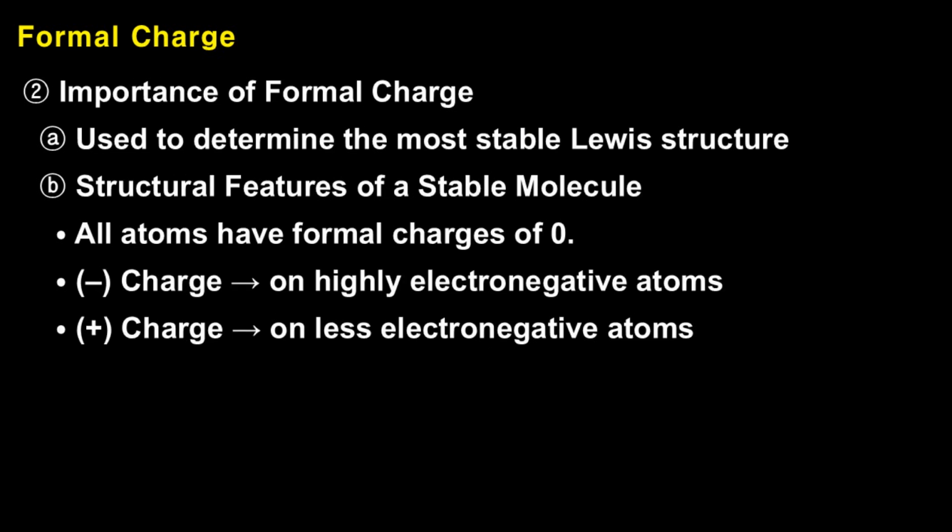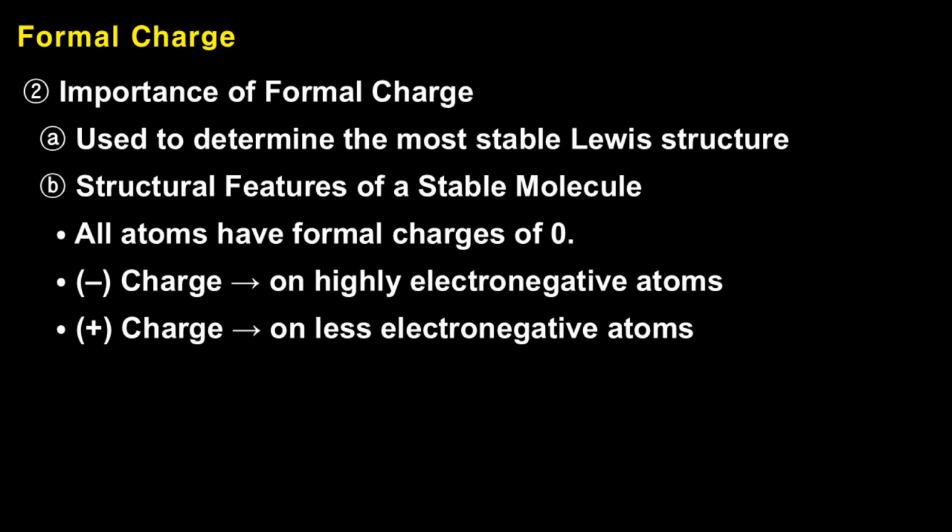So why do we care about formal charge? Because it helps us figure out which Lewis structure is the most stable, especially when there's more than one possibility. When a molecule has multiple valid Lewis structures, the one with the smallest formal charges, meaning the charges are closest to 0, is usually the best. If there are formal charges, we want to keep them as low as possible.